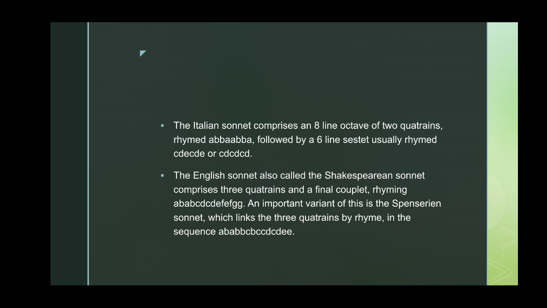Now, in this slide, I want to discuss two famous kinds of sonnets: the Italian or Petrarchan sonnet and the English sonnet. The Italian sonnet comprises an 8-line octave of 2 quatrains rhymed ABBA, ABBA, followed by a 6-line sestet, usually rhymed CDE, CDE. We have already studied the Italian or Petrarchan sonnet. It is divided into two parts, octave and sestet. The first part, the octave, is also divided into two parts of 4 lines each. 4 lines we call a quatrain. The octave has 2 quatrains and the sestet has 6 lines.